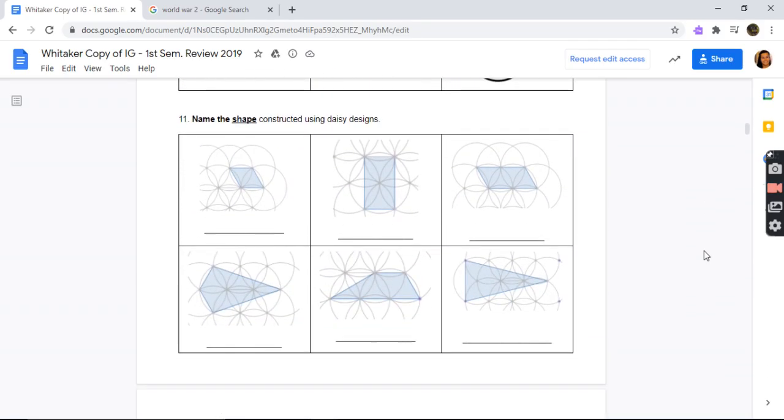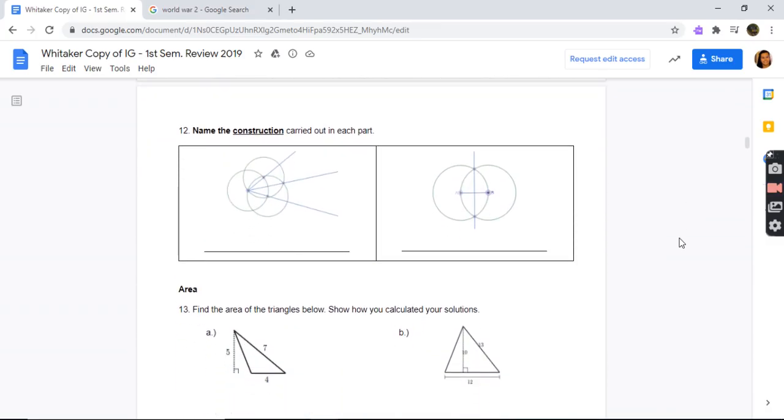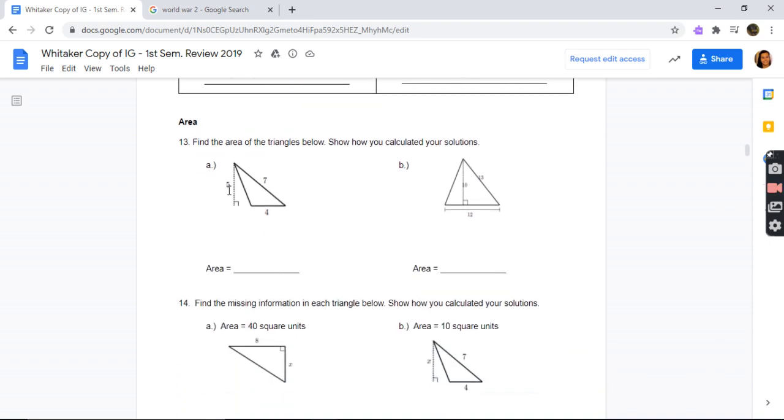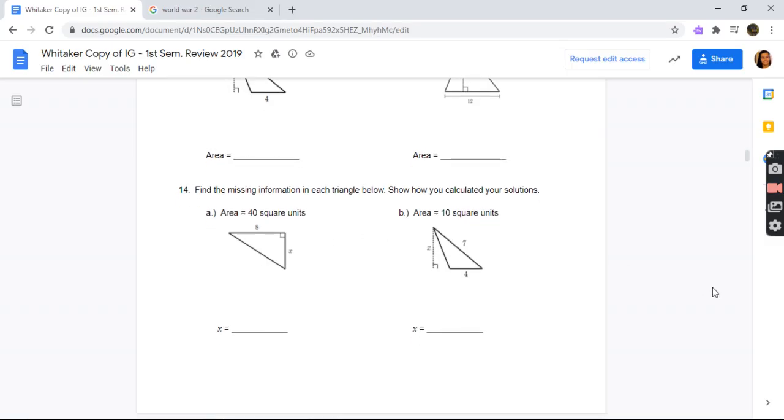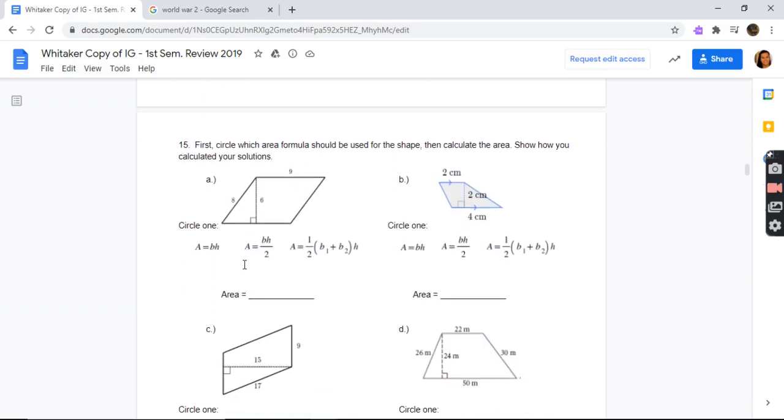Name the shape constructed using daisy designs. What do you think it is? Do all six if you have time. What do you think that represents? This is 5, this is 7, and this is 4. This is 10, 13, and 12. This is 8, and from x, 7 to 4. This is 0, this is 8, 6 in here, and 9.